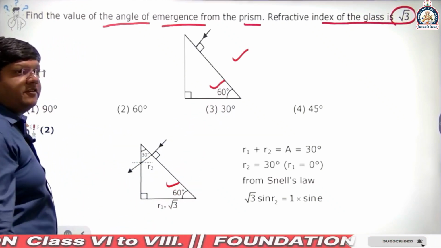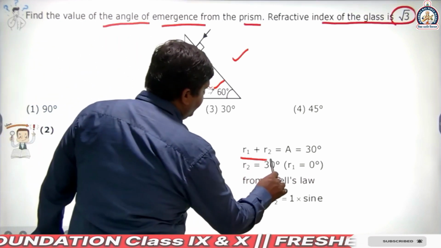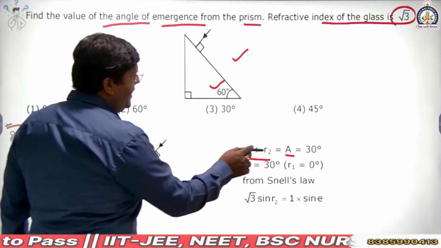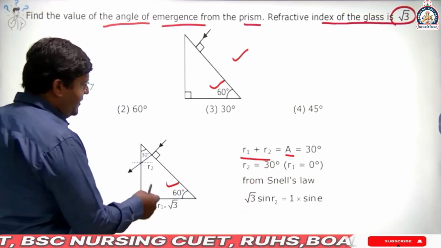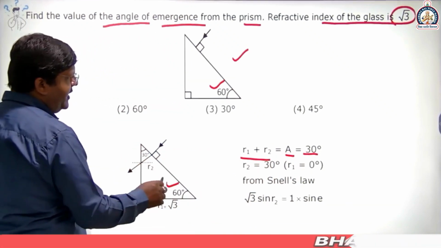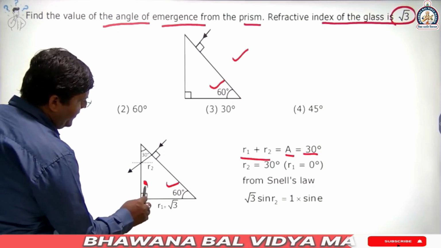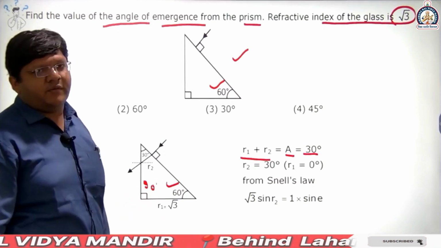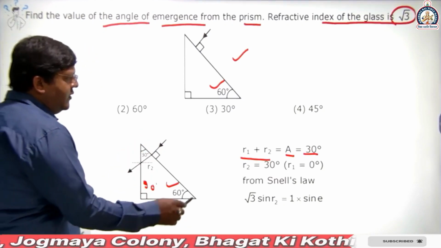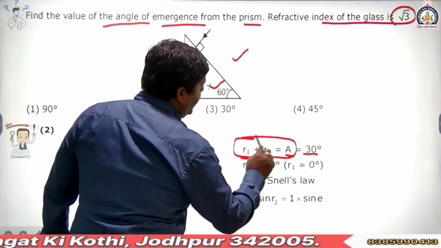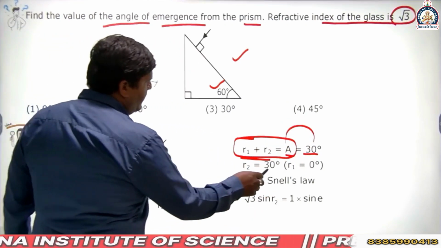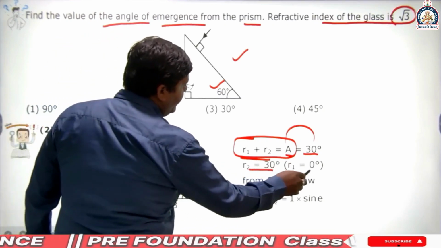Now as we all know, in case of a prism, the sum R1 plus R2 is equal to A. The angles of refraction R1 and R2 combine to give the angle of prism, and the angle of prism comes out to be 30 degree. How do we calculate it? Because in this triangle, this is our 60 degree and this is our 90 degree, and as we know, the sum of three angles of a triangle is 180 degree, so the remaining angle is 30 degree. Now R1 plus R2 gives A and the value of A is 30 degree. Now the value of R2 is 30 degree and R1 is equal to 0.